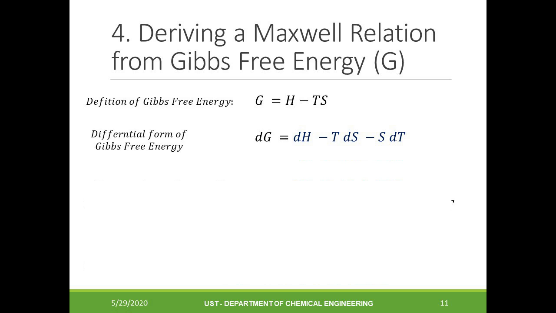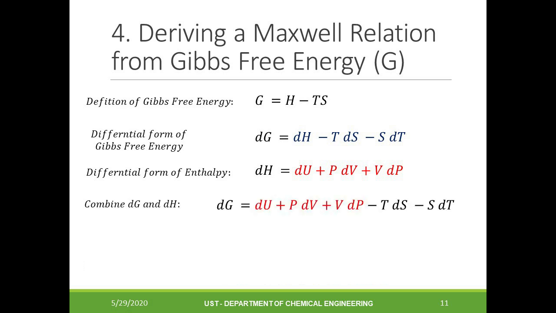Recall that from our differential form for enthalpy, this is given to us by this equation, which is dU plus PdV plus VdP. If we substitute the dH expression into our dG expression, I will get this equation. For a closed system doing non-expansion work, we can replace the dU by the fundamental equation, that is dU is equal to TdS minus PdV. And substituting this into our dG equation will give us this longer equation here.